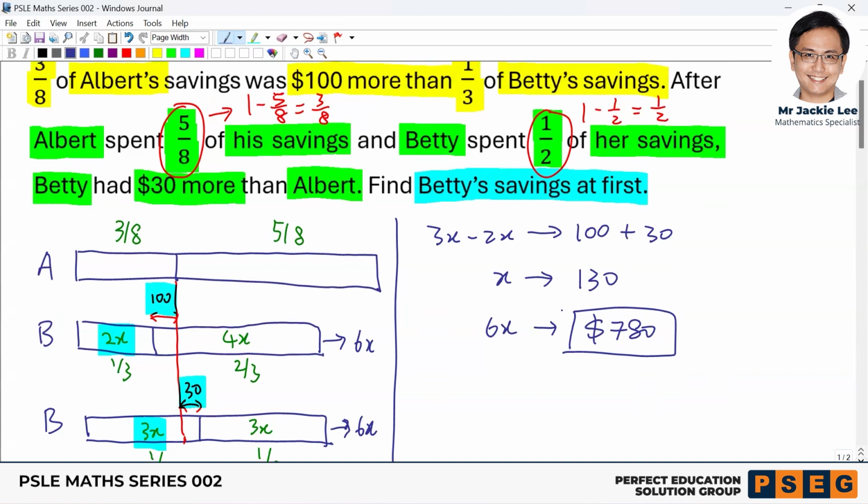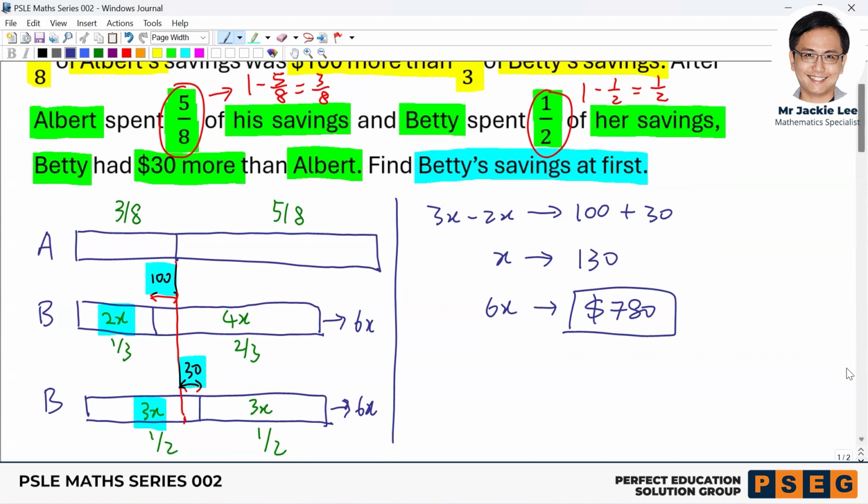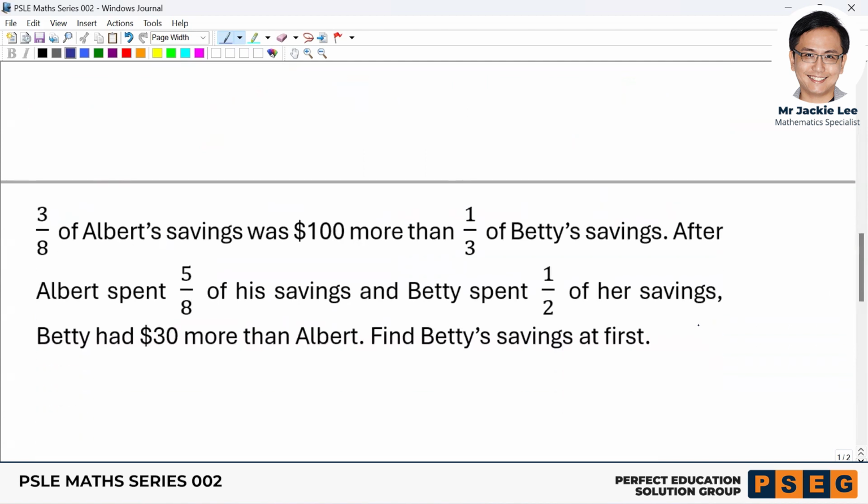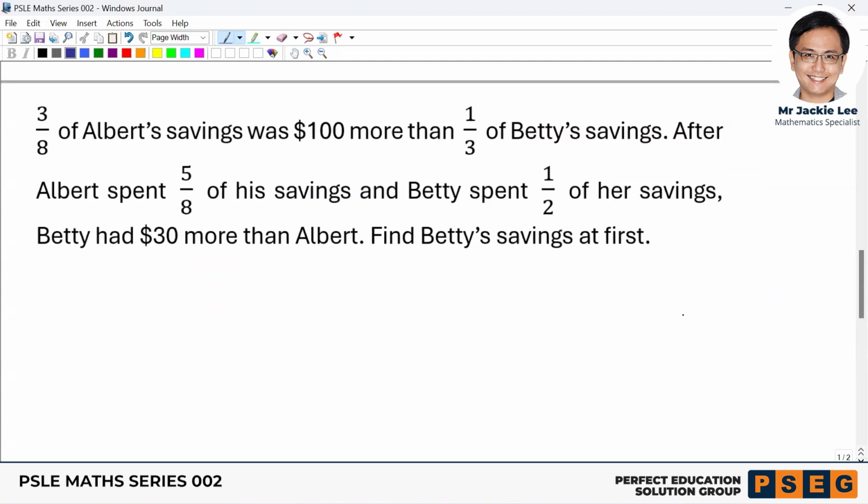Now, if you find this method still difficult, perhaps you can consider using algebra to solve. Let's try the algebraic method. For the algebraic method, Albert's saving we just call it small a, and this one small b. So here, I think we can form two equations. The first equation will be 3/8 of A equals 1/3 of B plus 100. The plus 100 should be with the 1/3 B because Albert's 3/8 is actually more. So this is the first equation.